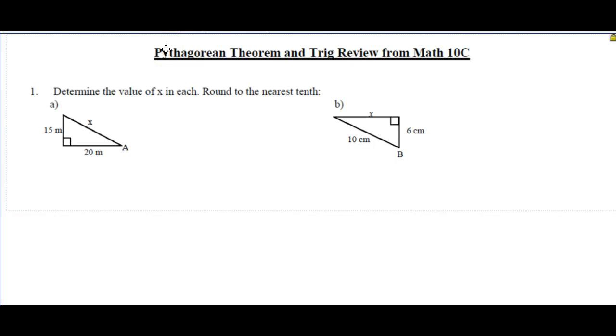Okay, so the Pythagorean Theorem and trigonometry review from Math 10C. So Pythagorean Theorem is what?